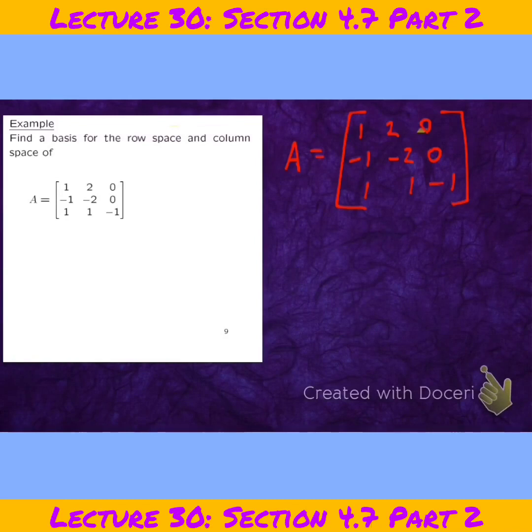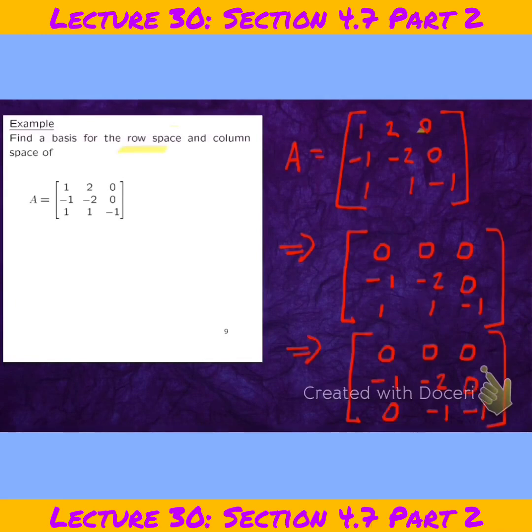Okay, so there's the matrix A, and what we're going to do is find a basis for the row space, and we're going to do that by row reduction. We're going to change the first row by adding the second row to it. All right, so we get the next matrix, and then we're going to change the third row by adding the second row to the third row.